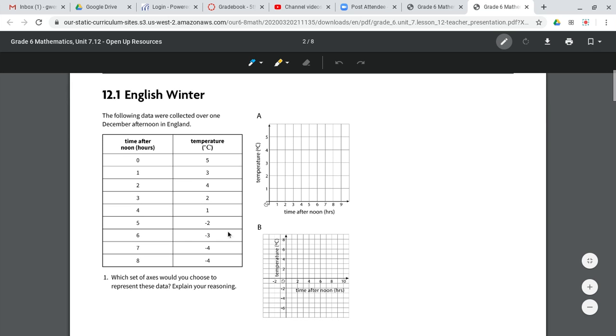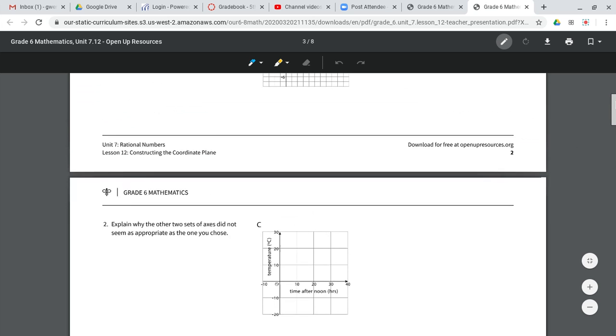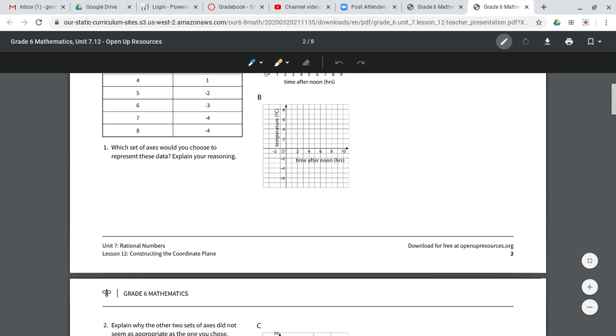So what we want to determine is which set of axes would you choose to represent these data. We've got this first one here, A, then we have B, and C is on the next page, so I will scroll that down so you can see it. So we've got C here. It looks like it's going up by tens each time. Both the X and Y axis are going up by 10 on C. On B, it looks like we're going up by 1 on the X axis and 1 on the Y axis.